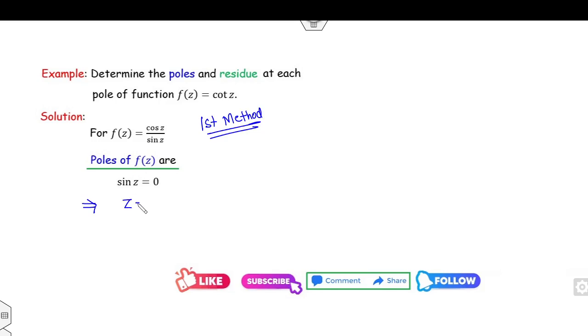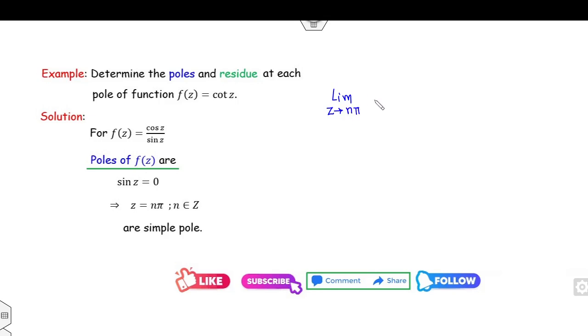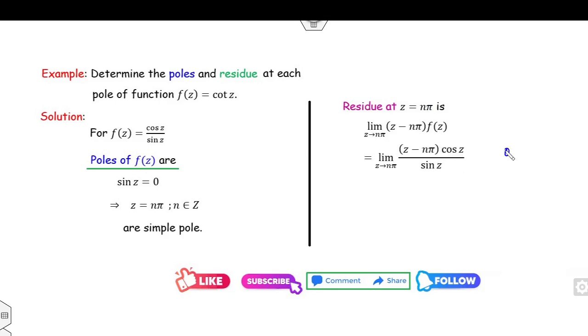Can you find the pole? z is equal to n pi, where n is an integer. So all of them are simple poles. Therefore, the residue at n pi is the limit of (z minus n pi) times f(z). f(z) is cot z, so I can write it as cos z over sin z. Now clearly this is a 0 by 0 form because sin of n pi is 0.